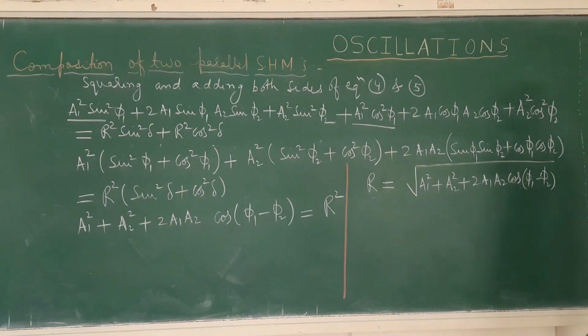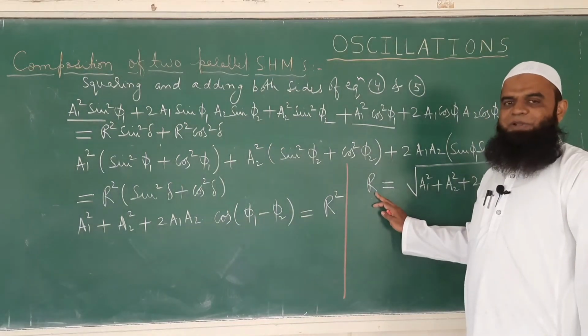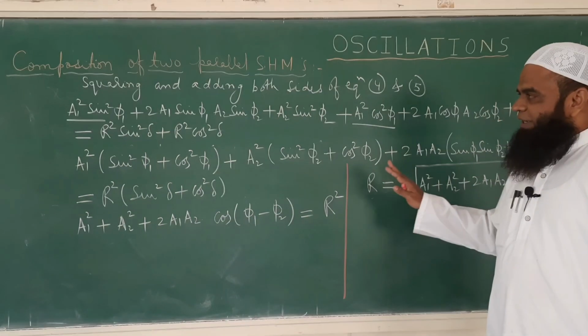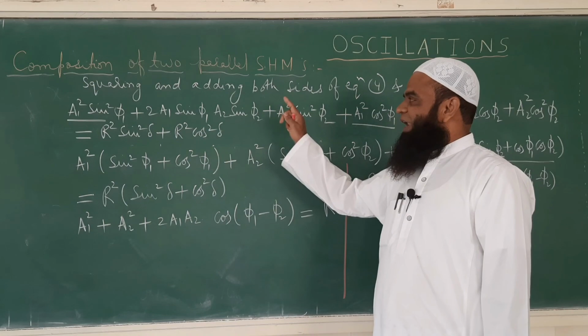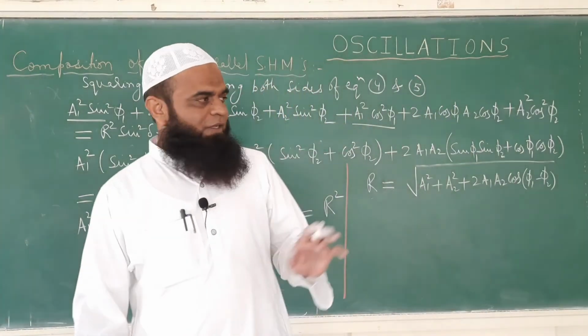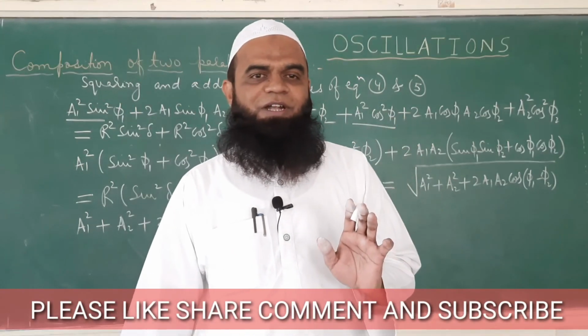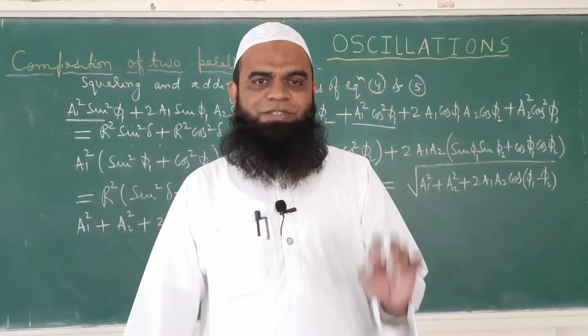So we have got an expression for the resultant amplitude when a particle undergoes two parallel SHMs. This is sufficient for today. In the next lecture we will see the expression for the resultant initial phase and special cases. Thank you very much.